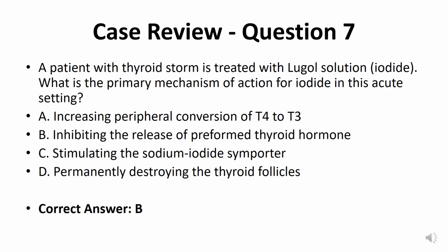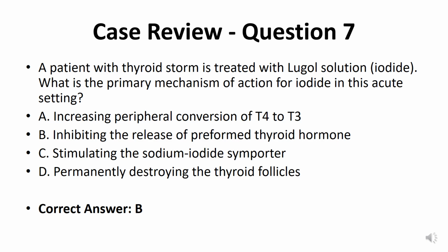Now let's briefly review why the other options are incorrect. Option A, increasing peripheral conversion of T4 to T3, is the opposite of what clinicians want. In fact, medications like propylthiouracil and propranolol help decrease T4 to T3 conversion. Option C, stimulating the sodium iodide symporter, does not describe the main therapeutic action of iodide in thyroid storm.